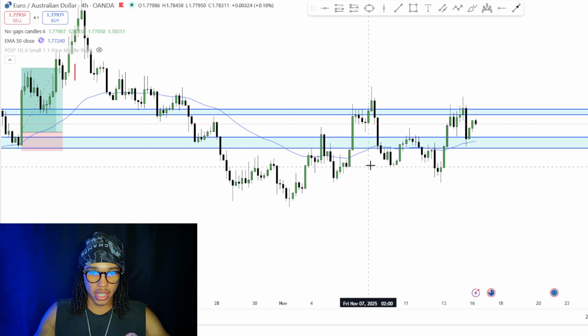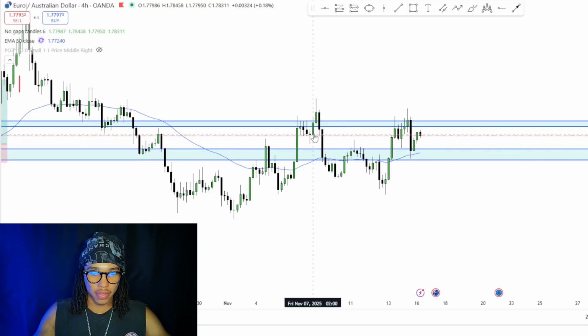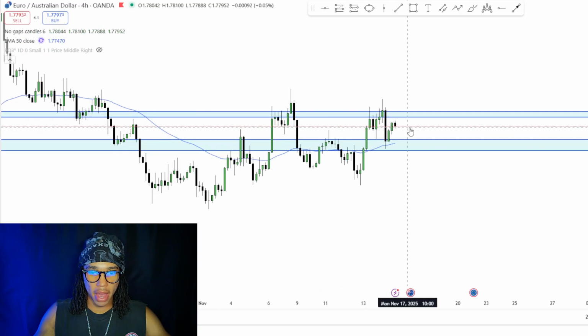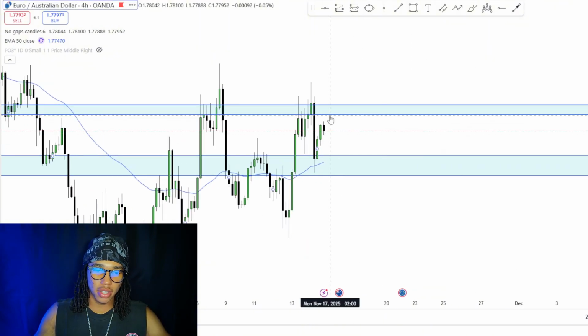We had a little bit of rejection, but then price went to our stronger area of interest, had a 4-hour shift of structure right here, came back and we're retesting it, so more rejection. So then this is when we would be looking to get our entry signal back up here.